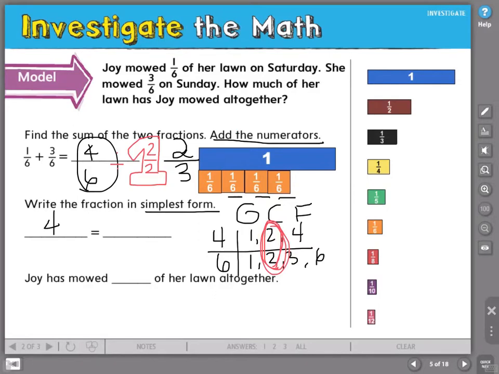So 4/6 is equal to, or equivalent to, 2/3. Joy has mowed 2/3 of her lawn altogether.